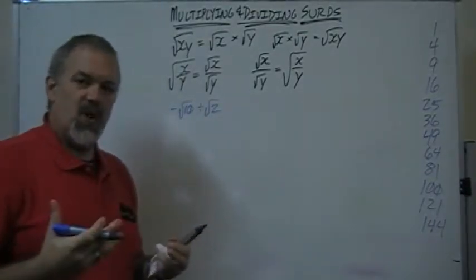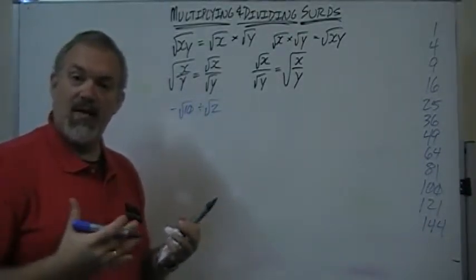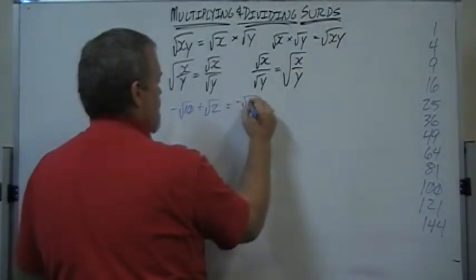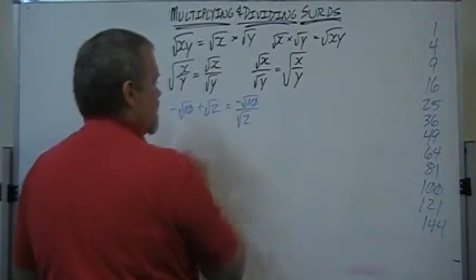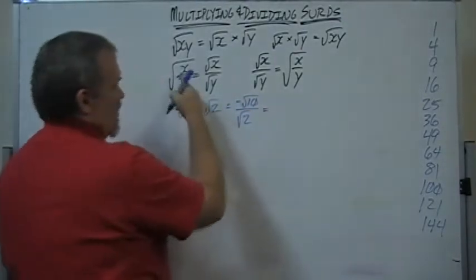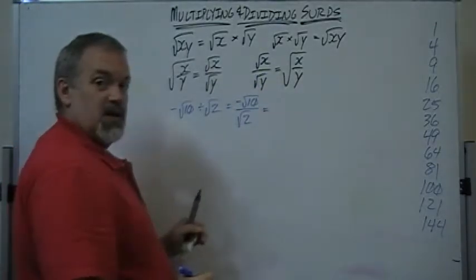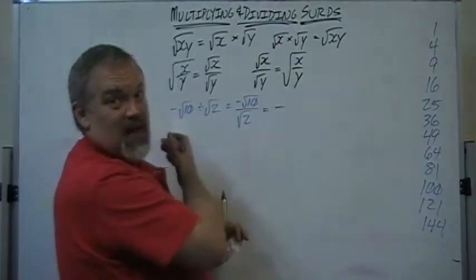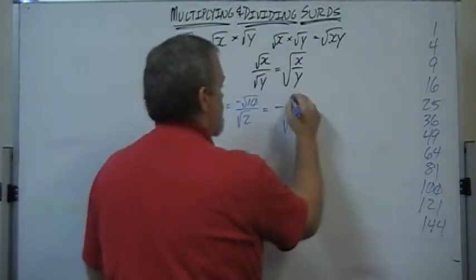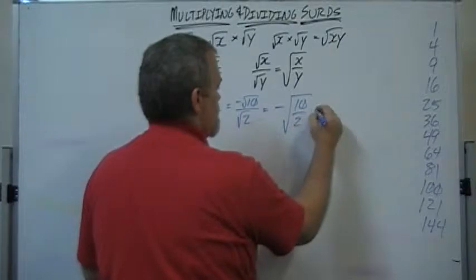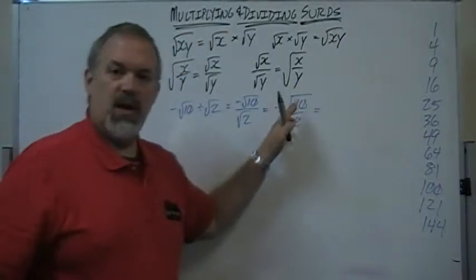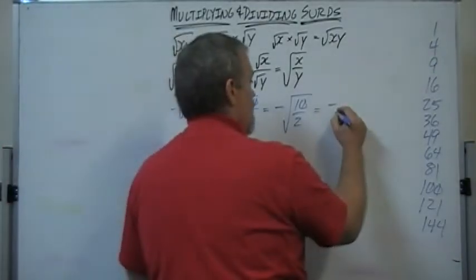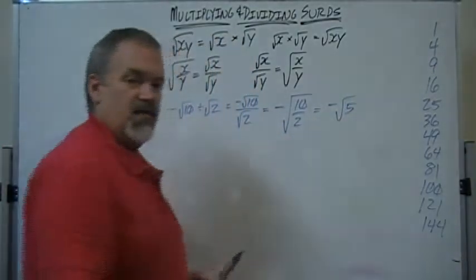Here's an example. Let's try negative square root of 10 divided by square root of 2. Now, I find division problems are almost always easier if we write them as a fraction. Let's rewrite this as negative of the square root of 10 over the square root of 2. And we can combine that into one fraction under the radical, which gives me the negative, don't forget that the negative is outside the radical, the negative of the square root of 10 divided by 2. 10 divided by 2 is 5. So we're left with the negative of the square root of 5.